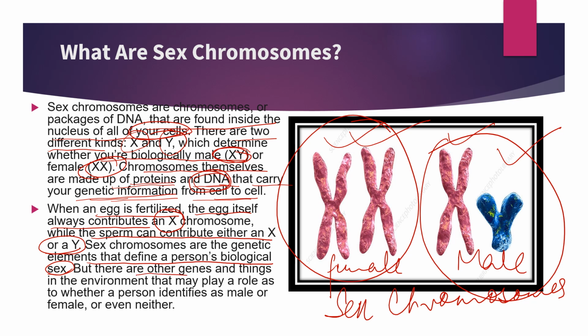But there are other genes and things in the environment that may play a role as to whether a person identifies as male or female or even neither. Even neither means a person may be transgender as well. So female, male and neither. This is how sex chromosomes determine whether you are male, female, transgender, or any other identification you have as a person. This is what we are going to learn in detail today.